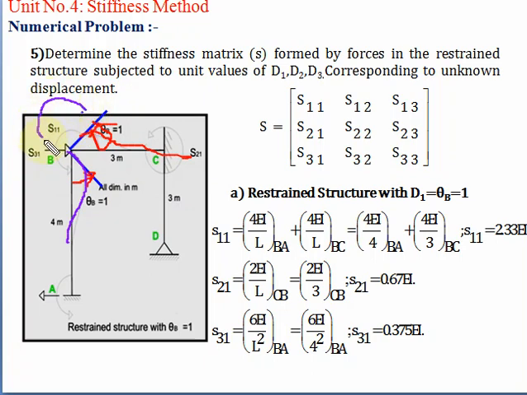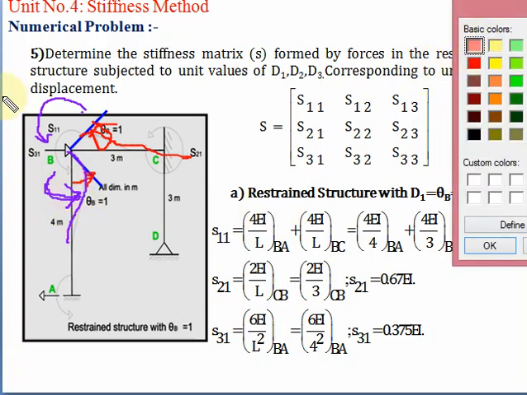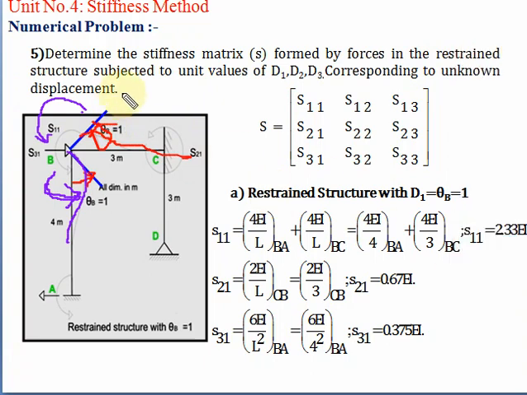Here I am drawing, and here also the moment will be induced. This will also be in anti-clockwise direction. So what will be the value? It will be 4EI upon L in both the members, that means in member BC as well as in member BA. So here we have written in BA and BC, the value is 4EI upon L. So what is the number given to this?